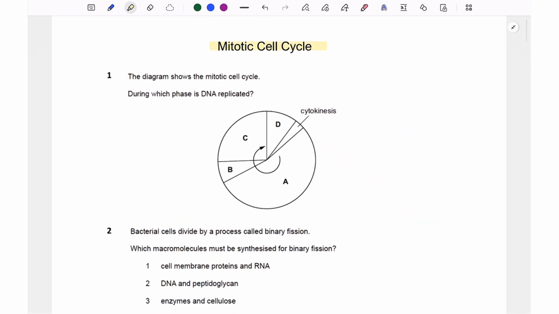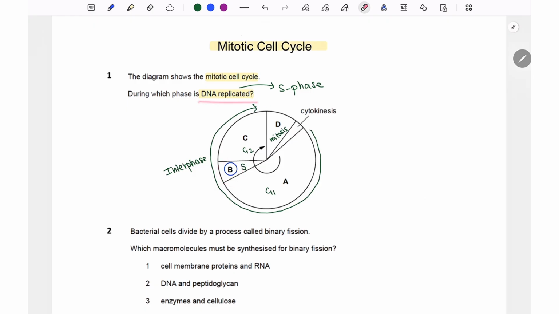The first question shows us a diagram of the mitotic cell cycle, and they ask in which phase DNA is replicated. So let's look at what we've got here. We know that all of this is interphase. This is our mitosis, and DNA is replicated in S phase. So this is the S phase, synthesis, where DNA is replicated.